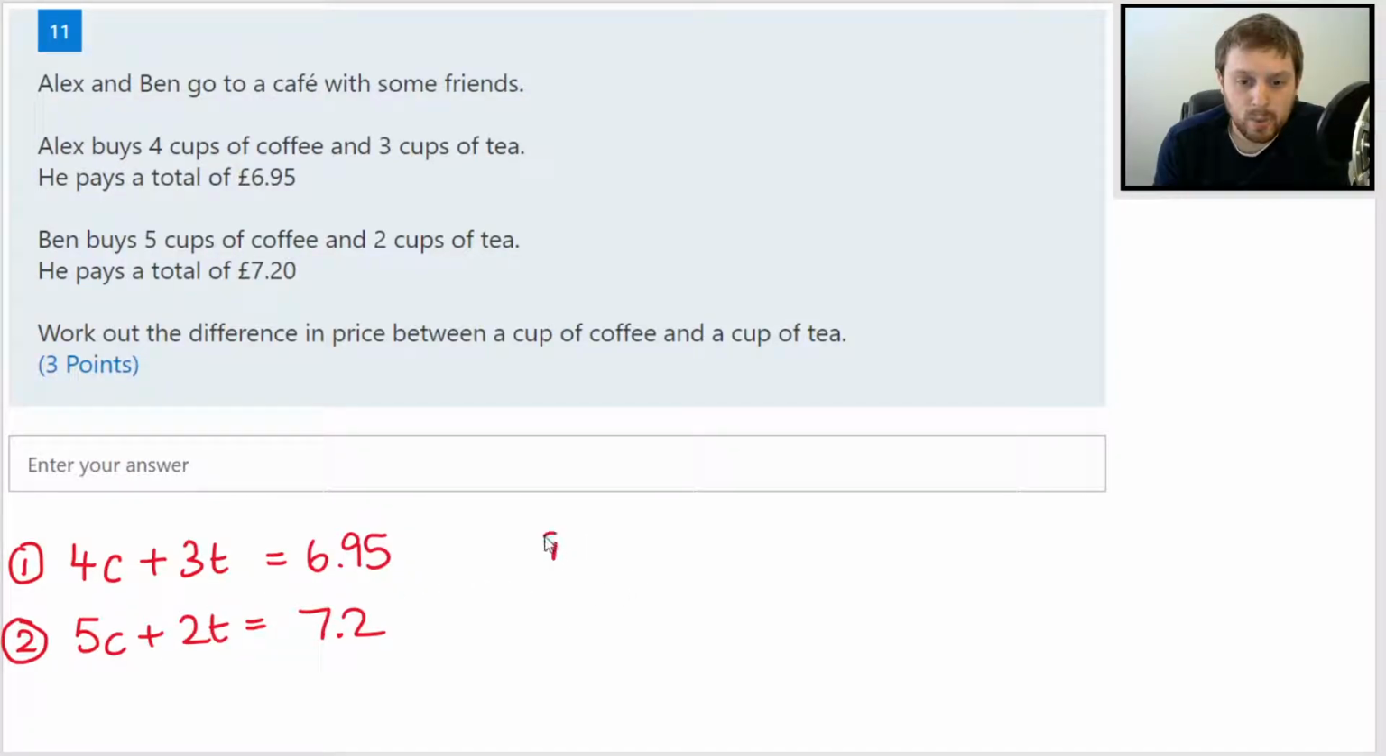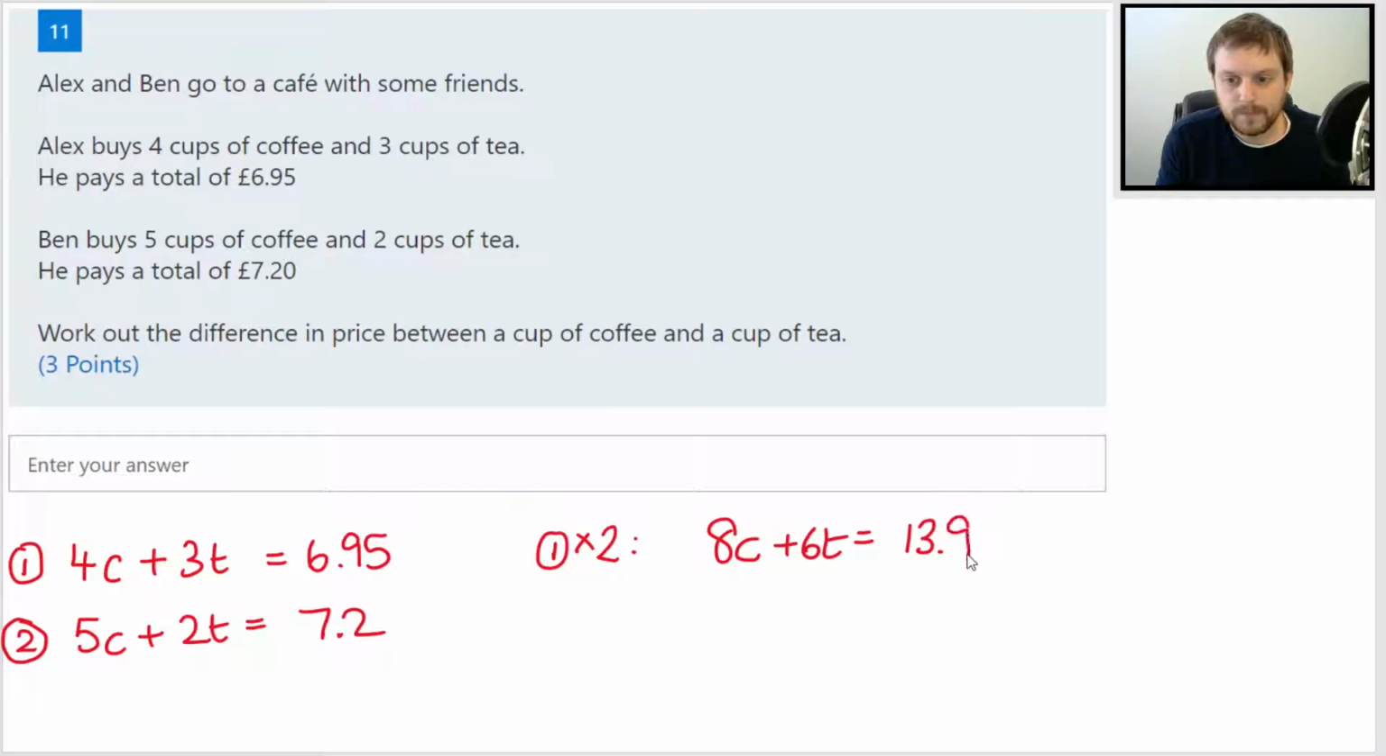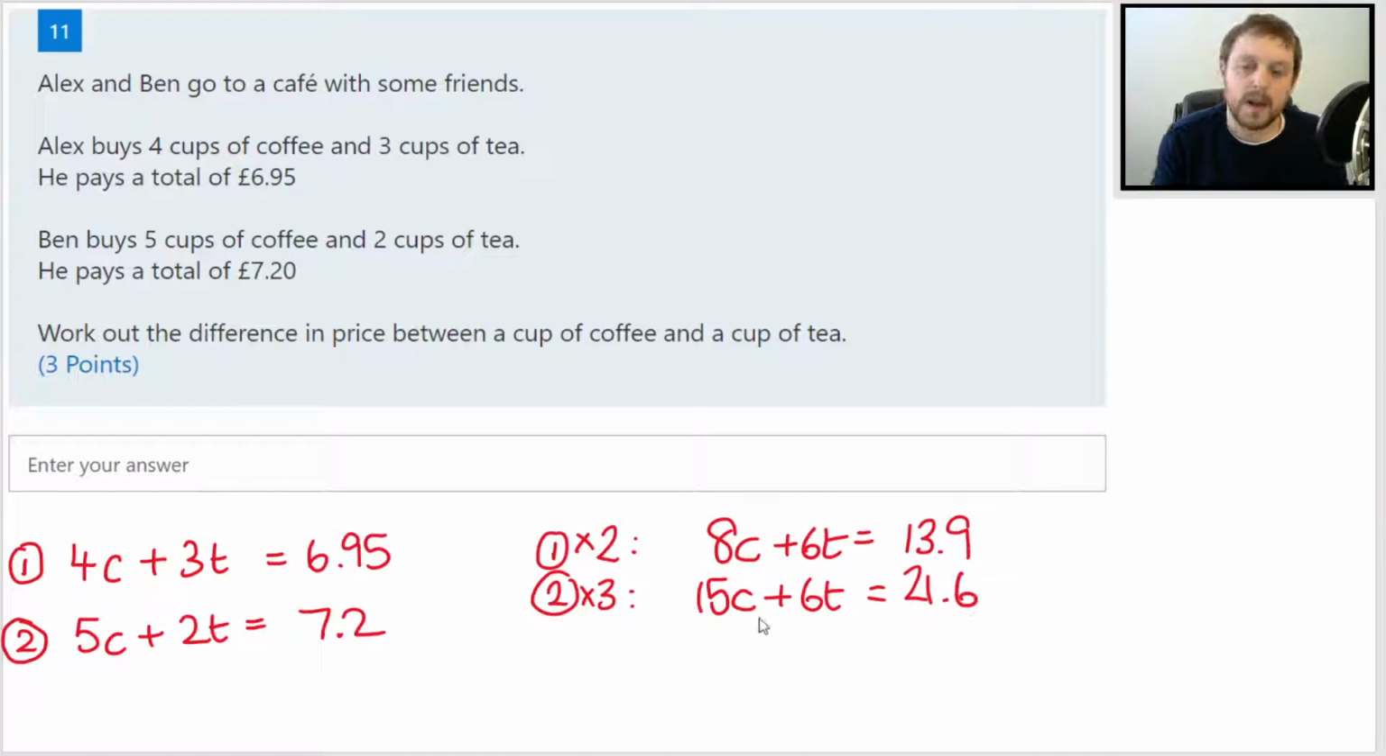So equation 1 times 2 gives me 8c plus 6t is... and I've got my calculator here. 6.95 doubled is 13.9. And equation 2 multiplied by 3 is 15c plus 6t is 7.2 times 3, which is 21.6. And what I really want to do is do the bottom one here, take away the top one. So that's what I'm actually going to do. I'm going to write the answer to that underneath.